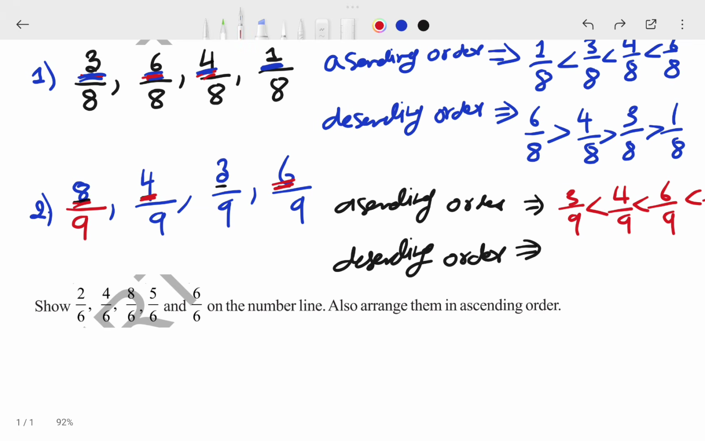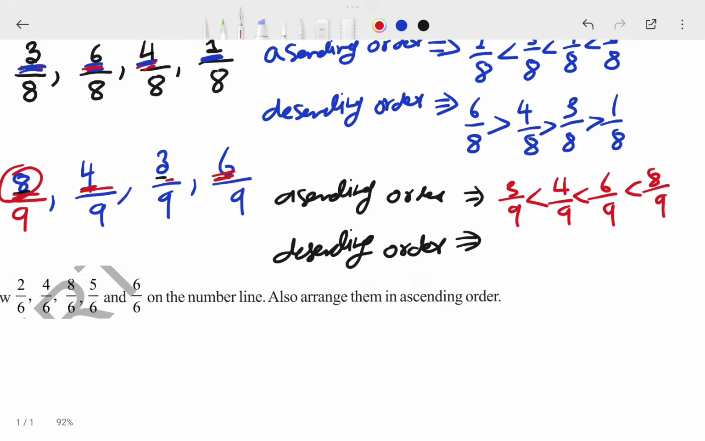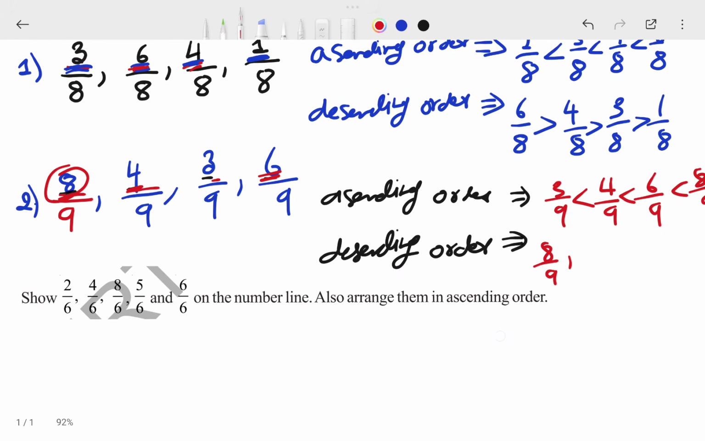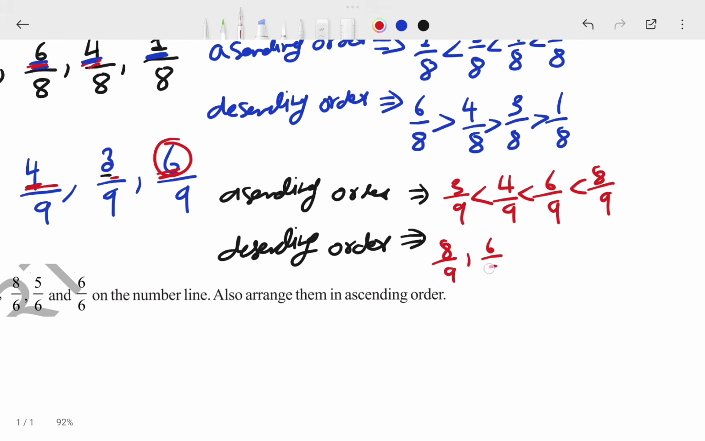Like the number which is very greater, we will write that first, like in 8, 4 or 3 or 6, which is the greatest number. 8 is greater, so we will write here like that, 8 by 9. After that 4, 3 or 6, which is greater. 6 is greater, so we will write 6 by 9. Okay, generally we will have not these symbols.